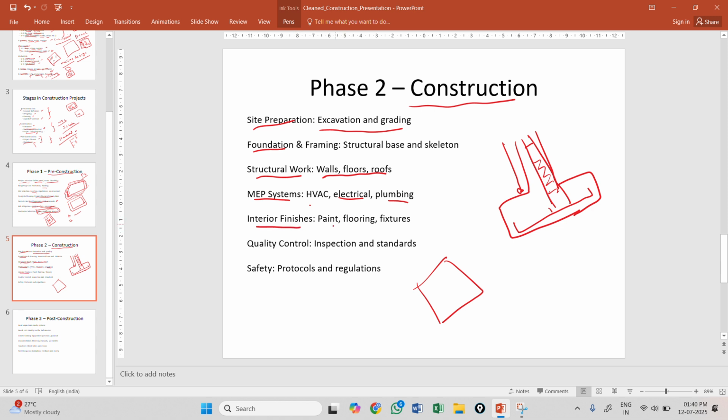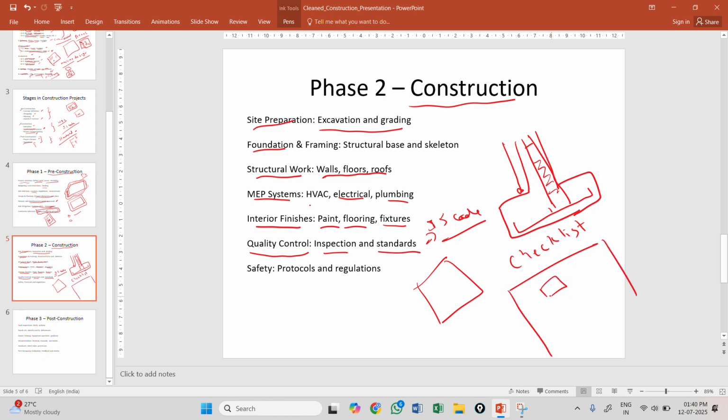Then comes interior design: the paint, how to choose the paint, flooring, fixtures, those all come into the picture. Then there is quality control. Inspection should be done, standards should be maintained, and IS code should be followed. That is what I'm trying to tell you. IS code is a very important code when it comes to standards. Inspection means you need to have some kind of checklist. You need to prepare checklists, so that it will be easy for you. Whenever you go to the site, if you have a checklist, you can just mark down whatever is required or whatever is done.